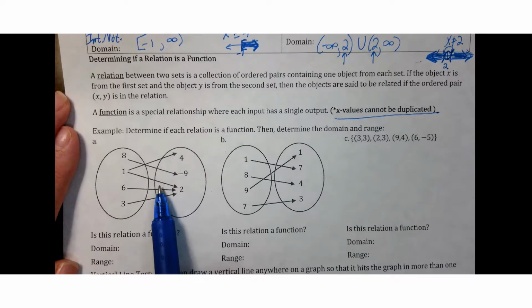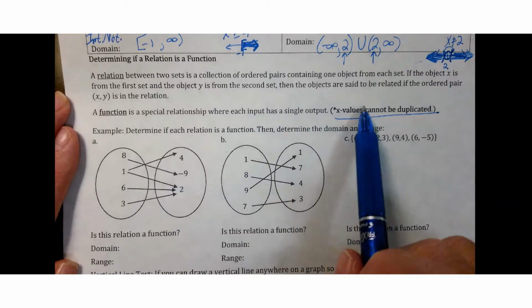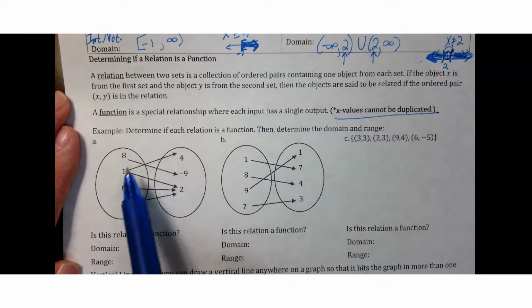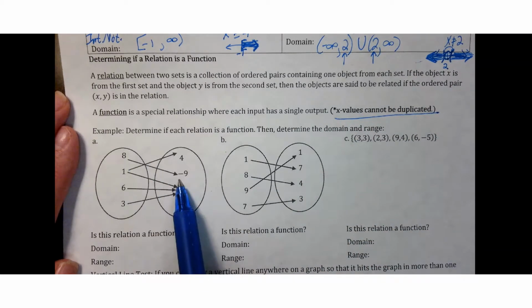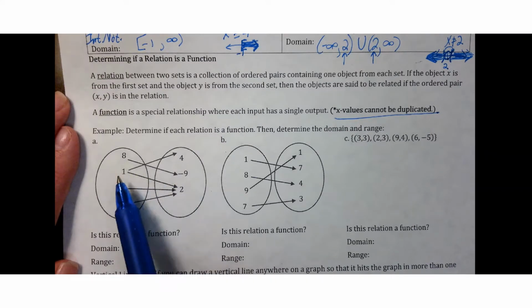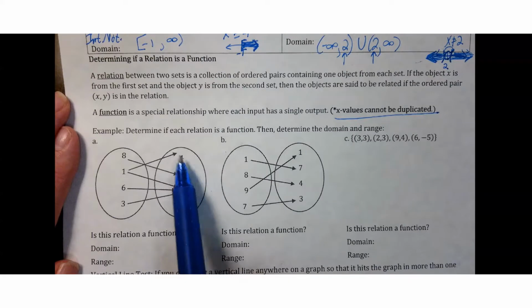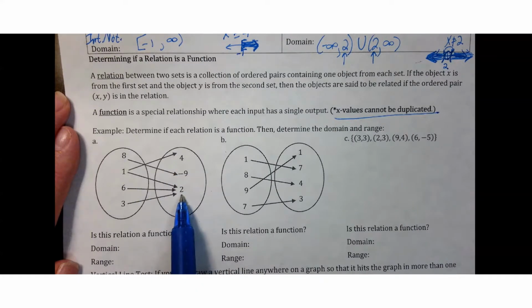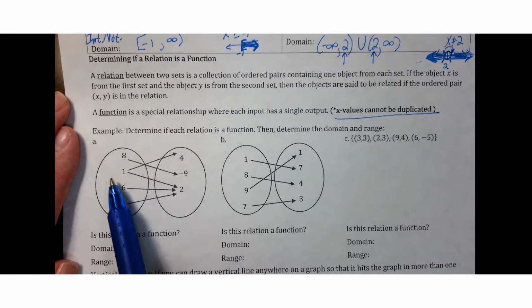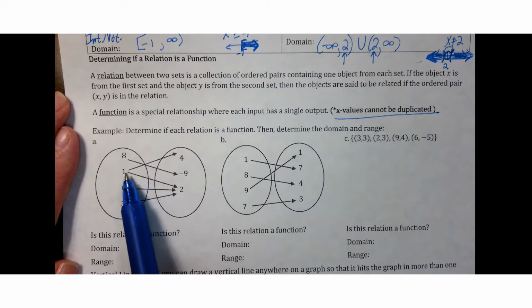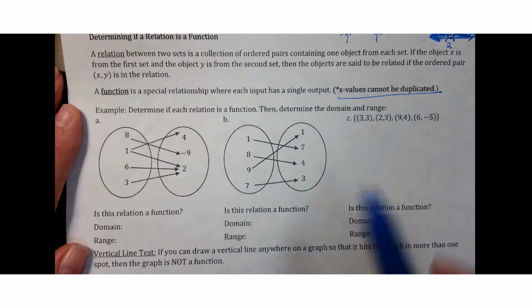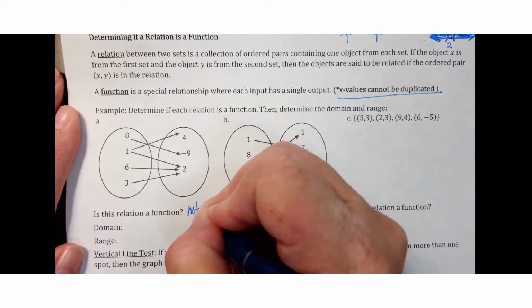So that's a problem. X values cannot be duplicated, therefore 8, -9, that's just one value paired with it. But if I was to write this ordered pair, I would have 1, 4, but then I would also have 1, 2. And because 1 is showing up twice, so I've got 2 numbers coming off of that 1, this is not a function.